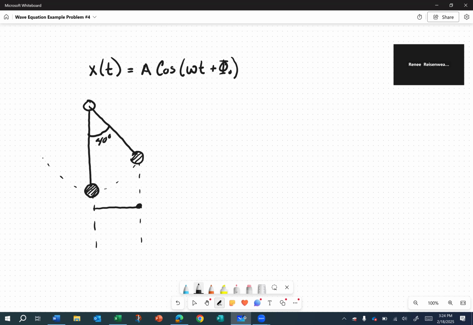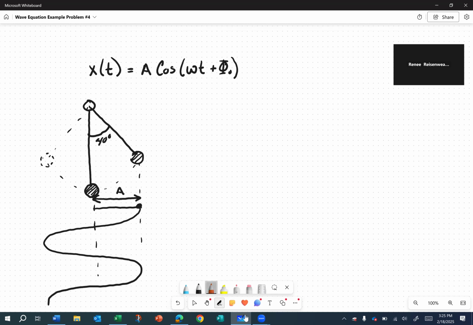This is our equilibrium position. And the pendulum, as it swings back and forth from its highest point to the low point, back up to the high point in the other direction, we're going to get a wave that gets created like this, right? As it goes back and forth and back and forth. So this distance right here represents our amplitude A. The first thing we can determine based on the geometry is that distance to give us the A for the amplitude.